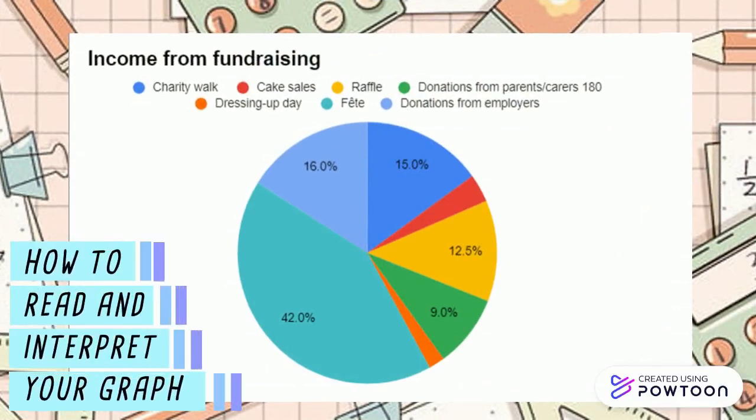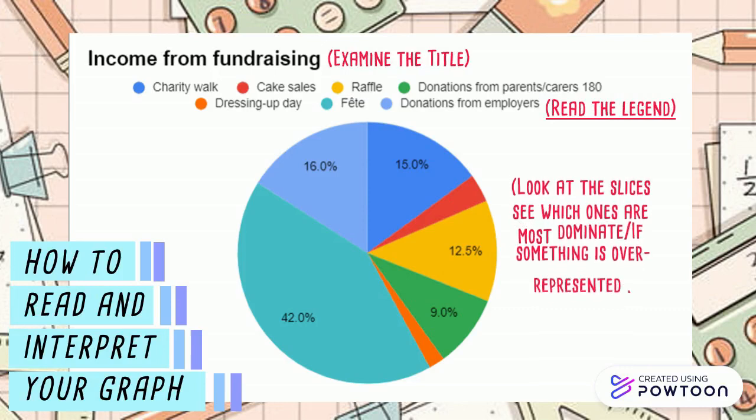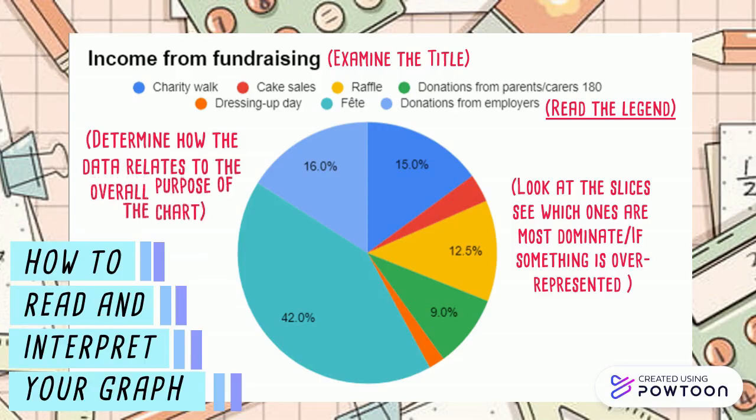To read and interpret your graph, the first step is to read the legend and analyze what each category even means. Then you examine the title and you look at each slice to see which ones are more dominating or if something is overrepresented. And then you determine how it relates to the overall purpose of the chart.